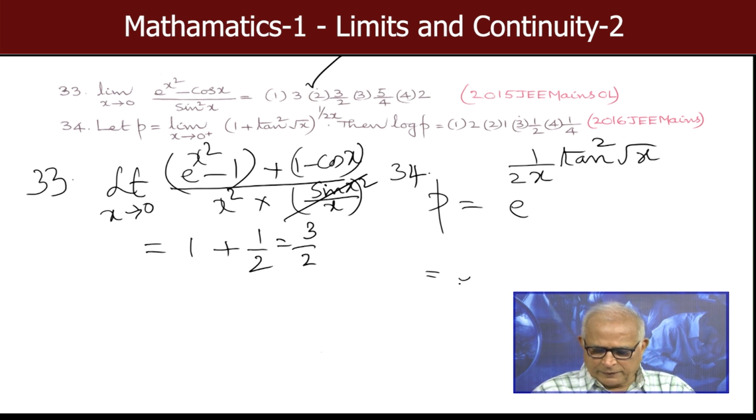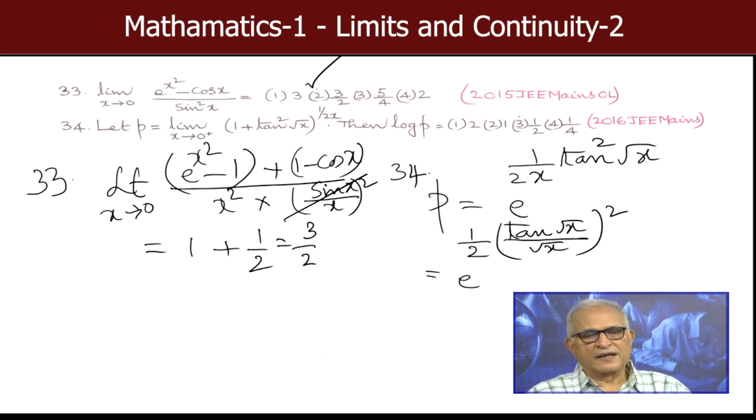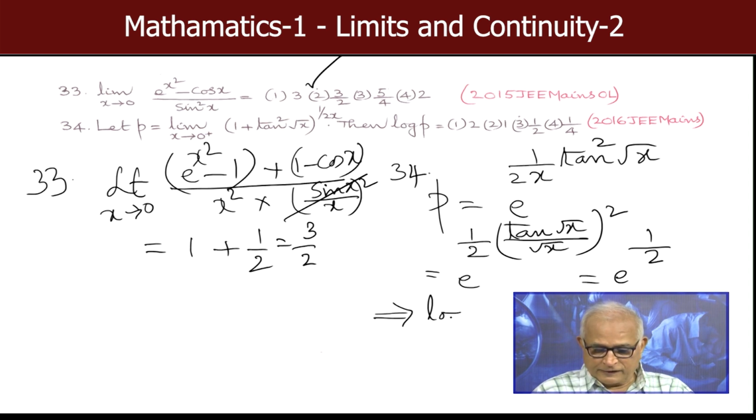Or this is e power 1 by 2 into tan root x by root x whole square. Because the tan root x by root x whole square is tan square root x by x, that is x is here, and this limit of this is 1. So, this is e power half. So, the given limit is p equal to e power half. So, what is the log p to the base e, or ln p is equal to 1 by 2. So, 1 by 2 is the answer, which is the third option. Generally these are very easy, with a little practice it is not time taking, and there is no need for much working.